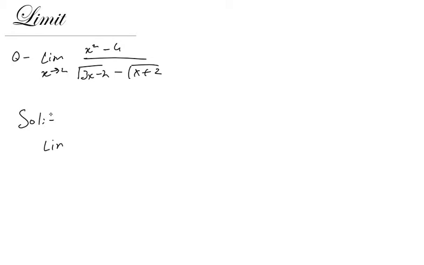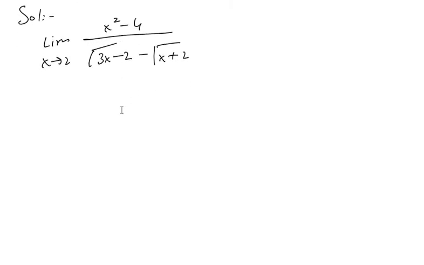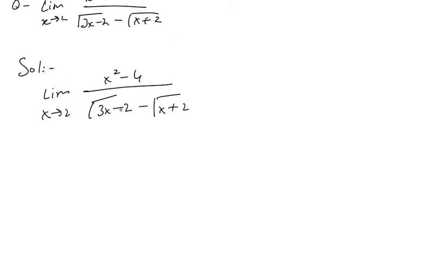Let me just rewrite the main statement here. X is approaching 2, and in the numerator we have x square minus 4, and in the denominator we have 3x minus 2 subtracted by x plus 2. What you can do, you can rationalize this fraction. It will restructure the denominator.